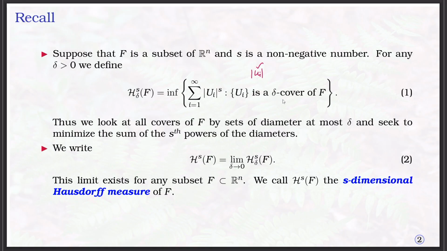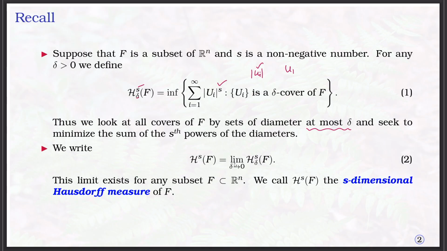Then for all the delta covers, we need to find this diameter. Since U_1, U_2 and so on are different sets which cover F, we need to find the diameters. Then among all, we need to take the infimum. Thus, we look at all covers of F by sets of diameter at most delta, and seek to minimize the sum of the sth power of the diameters, so that this H depends on delta as well as S.